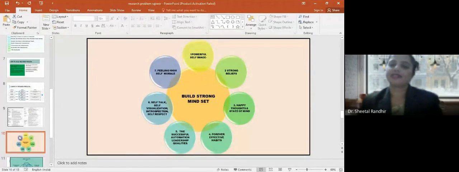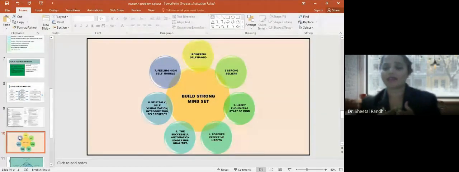Always see your powerful self-image, the strong. Please develop the strong beliefs as being a researcher, and always have happy thoughts and a happy state of mind while doing your research. Please adopt the forever effective habits. Please feel from inside that I am a researcher and I want to give the original contribution. You will reach your destiny.